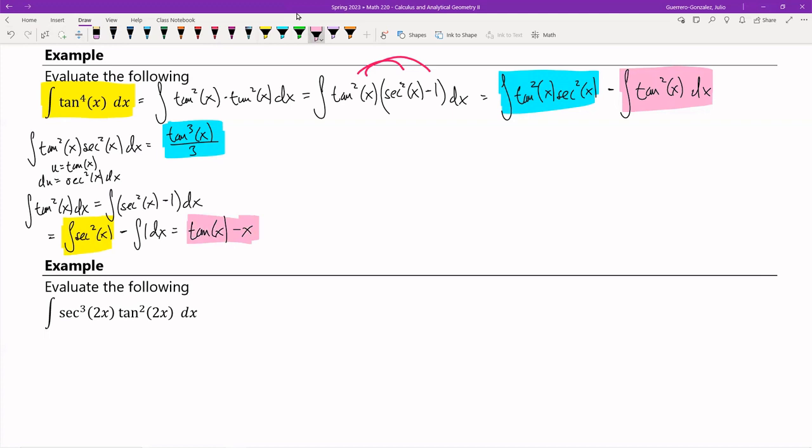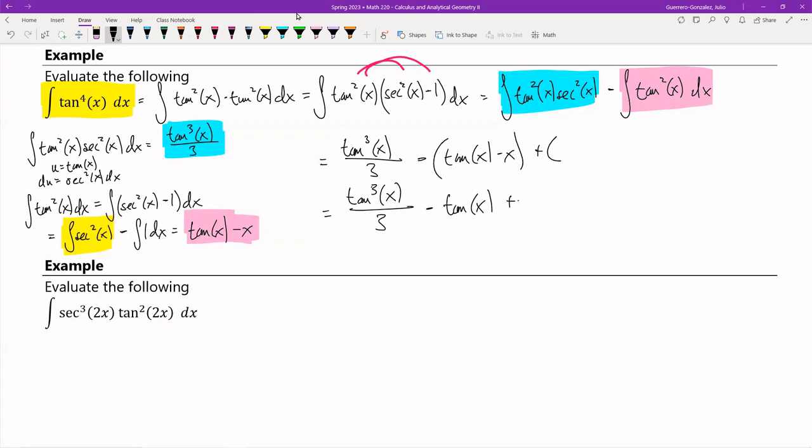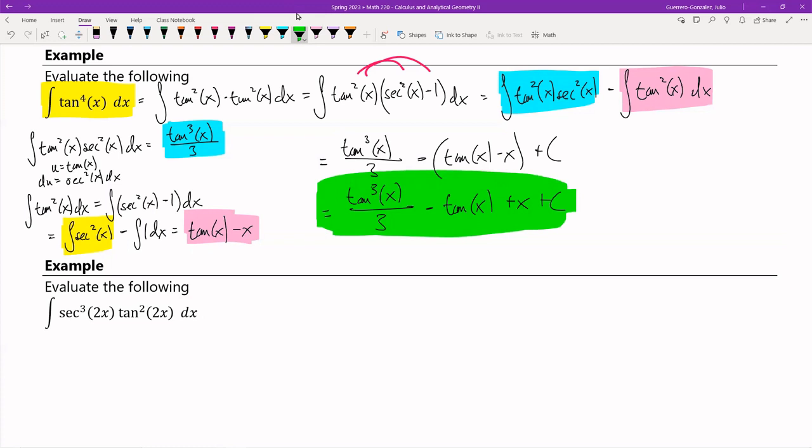Now all we got to do is just slap them all together. Let me move it down a little bit so I can have a lot of room. There we go. Tangent cubed x over 3, minus tangent x minus x plus c. And if I want to clean it up a little more, there's not very much left to clean up, really. And we are done. So notice the trick. The crux of all of it happened right here, where I was using my trig identity sort of freely to reduce the powers.